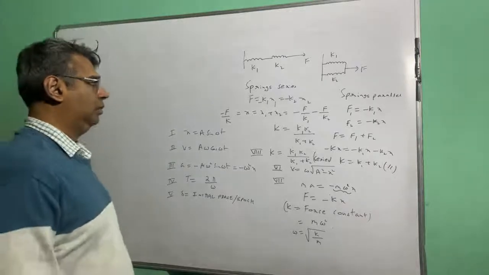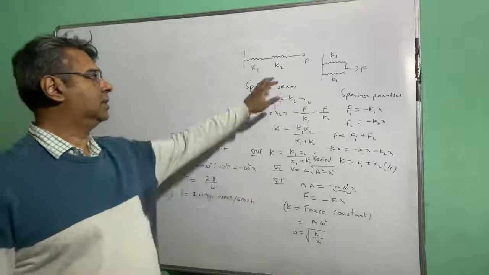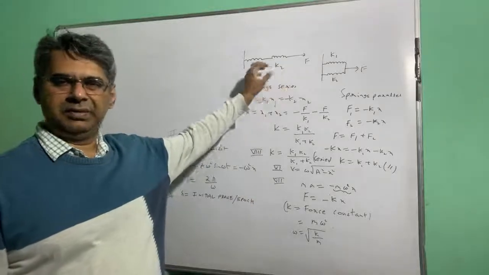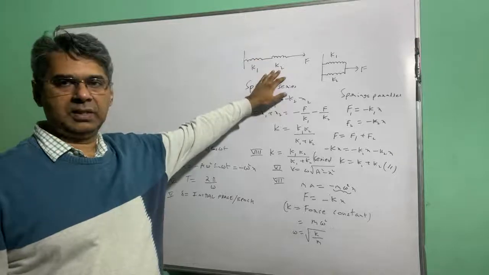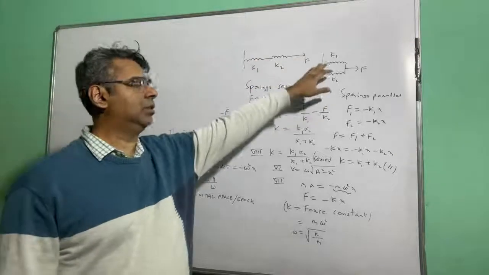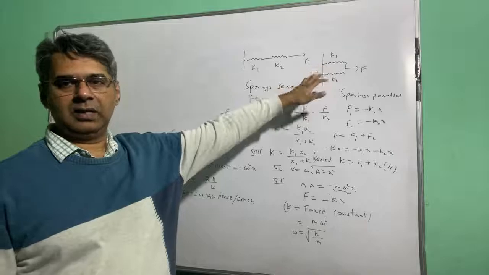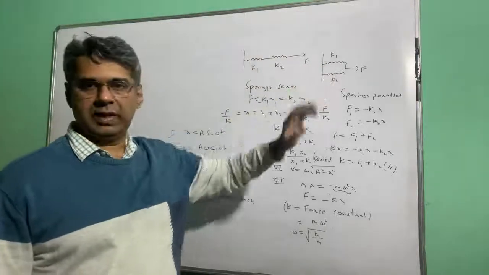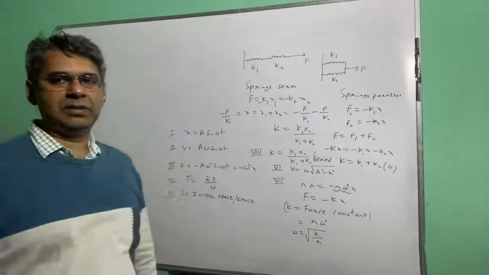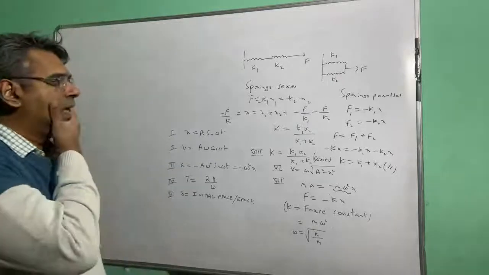Okay, now I want to clarify something. This diagram is very suggestive. The way I have drawn it, just one glance and you know it is series. And this diagram also, if you see it at one glance, you know it is parallel. So this diagram is straight away series, this diagram straight away parallel. So at a glance you know this is series, that is parallel.